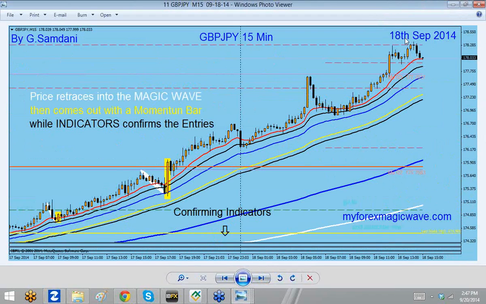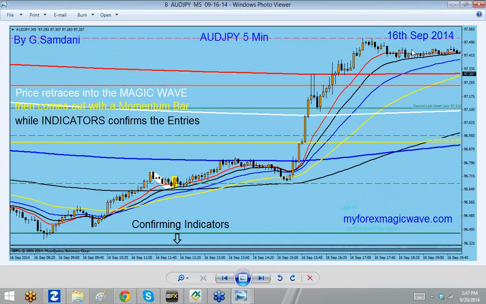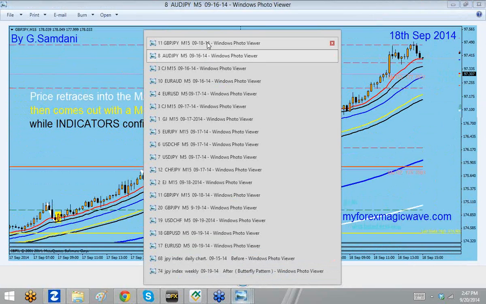This is the 16th and this is the 18th. By the way, they are all scattered. Let me go from here. Okay, so this is the 16th again, Aussie yen. This is the 15th.